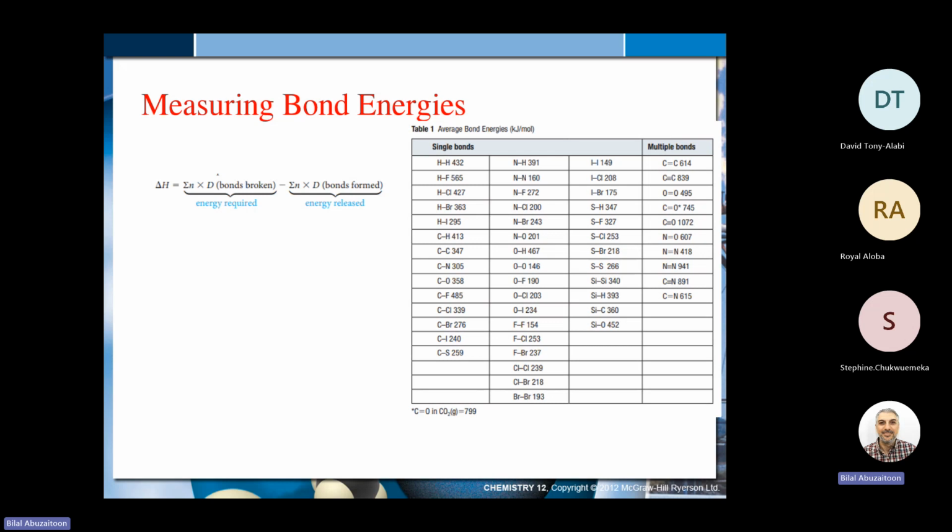Okay, be careful. As you see, in triple bond 941, in double bond 418, in single bond somewhere here 160. Can you compare between them? Look at this. In single bond 160, in double bond 418, almost 4 times, right? In triple bond 900, almost 9 times the single bond, right? Don't think that since it's double, it should be double the energy of the single bond.